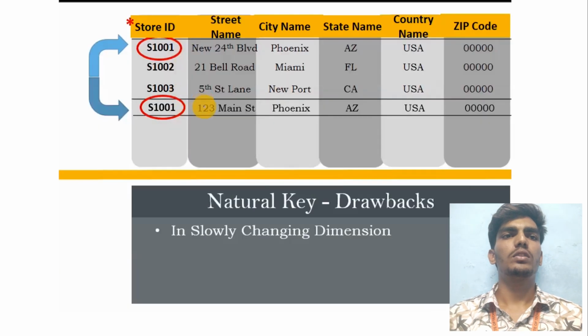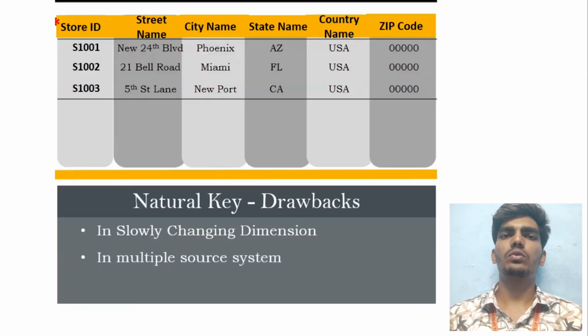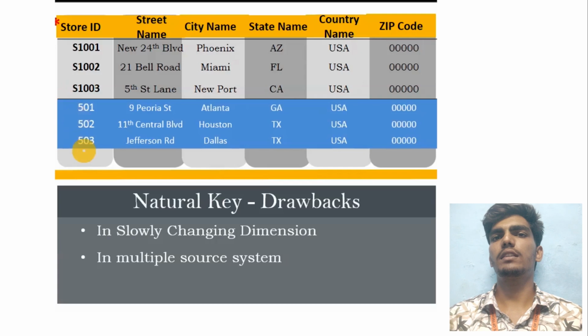Multi-source systems. Suppose in our example another store is acquired by the business. They keep store id as a numeric value. We cannot merge the data with these natural keys. They are incompatible and cannot be joined in the natural way.